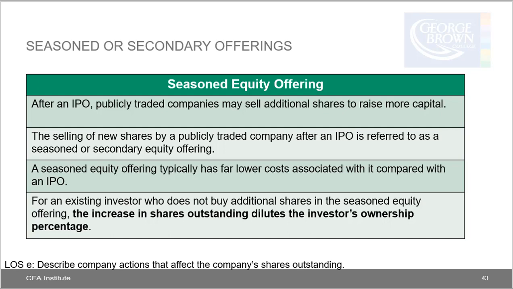So for an existing investor who does not buy additional shares in the seasoned equity offering, the increase in shares outstanding dilutes that investor's ownership percentage. So that's something to understand, how you're affected. You own some shares of a company. Now they're offering more shares to the public through a seasoned offering. If you don't buy additional shares in that offering, then your ownership percentage is going to be decreased. We say it's going to be diluted.